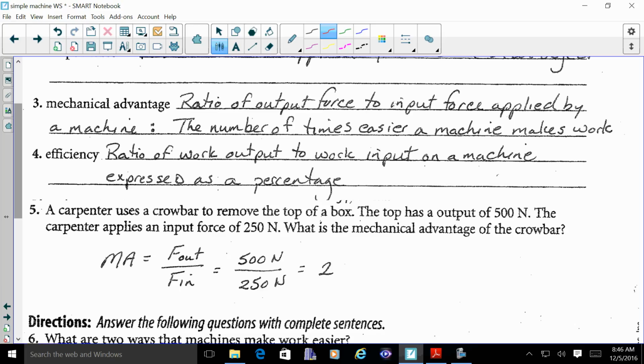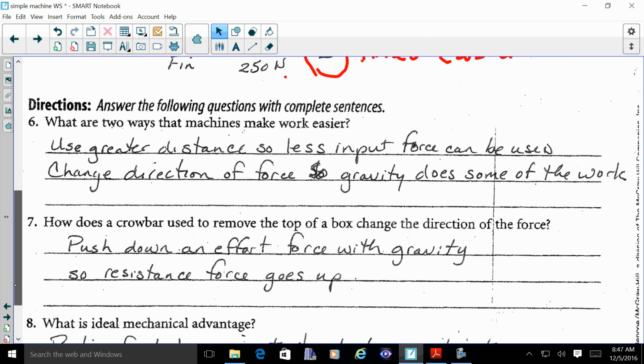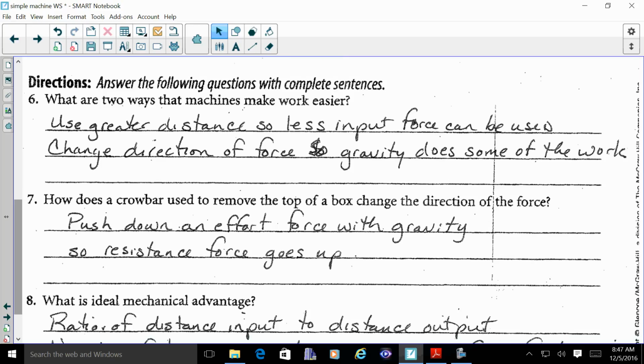Now, if you look at the next part here, what are the 2 ways that machines make work easier? Machines always are going to use a bigger distance so you can use less force, or they're going to change the direction of the force so gravity does some of the work. So, for instance, if I got a lever here, when you push down on one side, the other side goes up. If you're trying to lift something, it's always easier to push down with gravity because gravity's doing the work. So once again, how does a crowbar work? You push down with an effort force with gravity, so the resistance goes up.